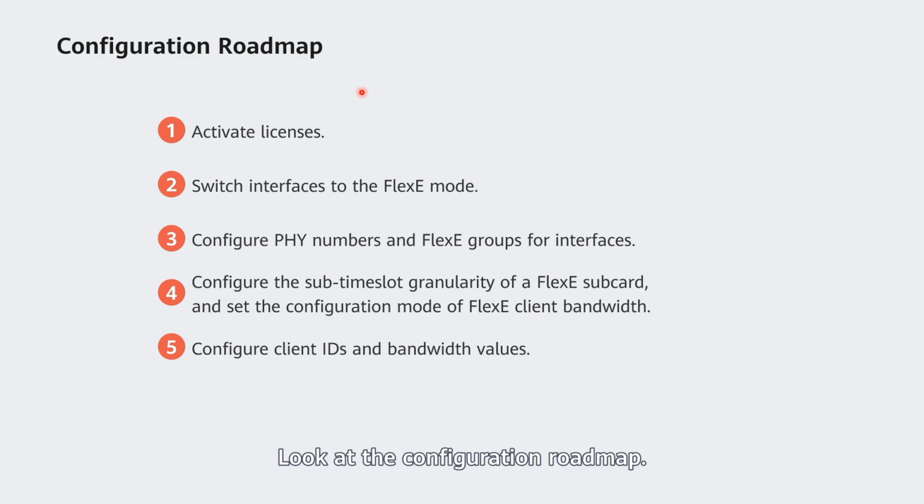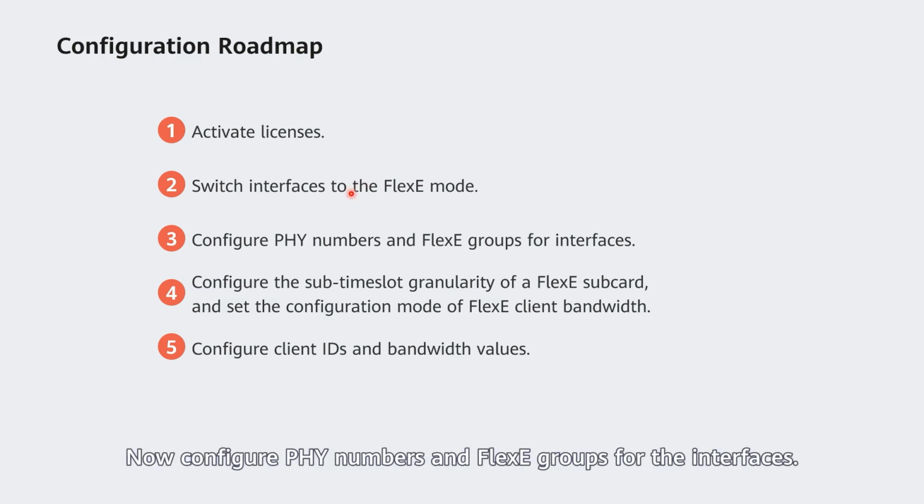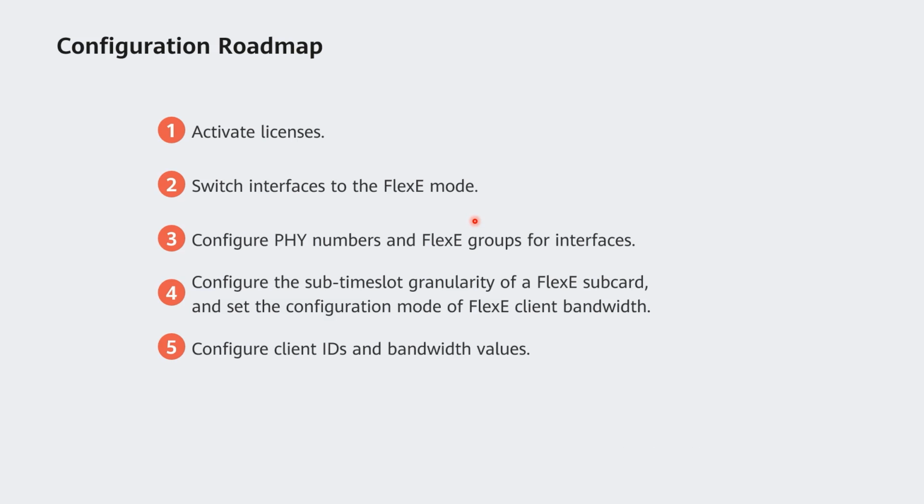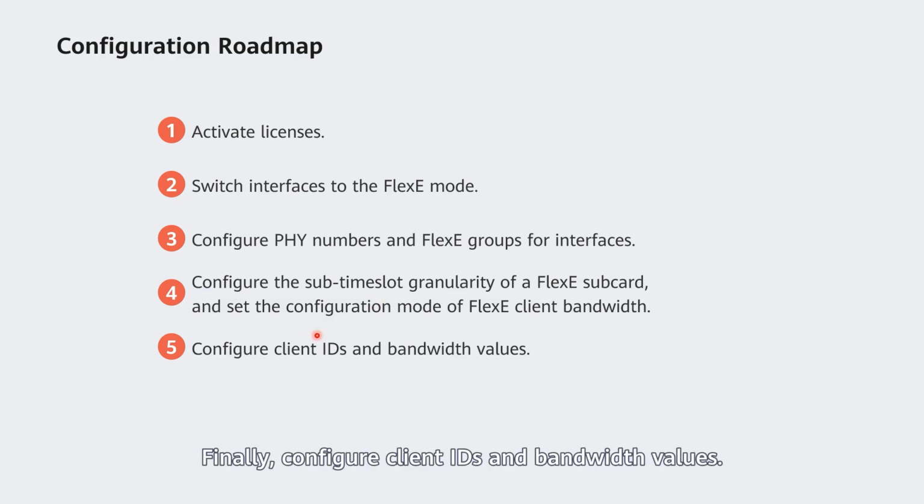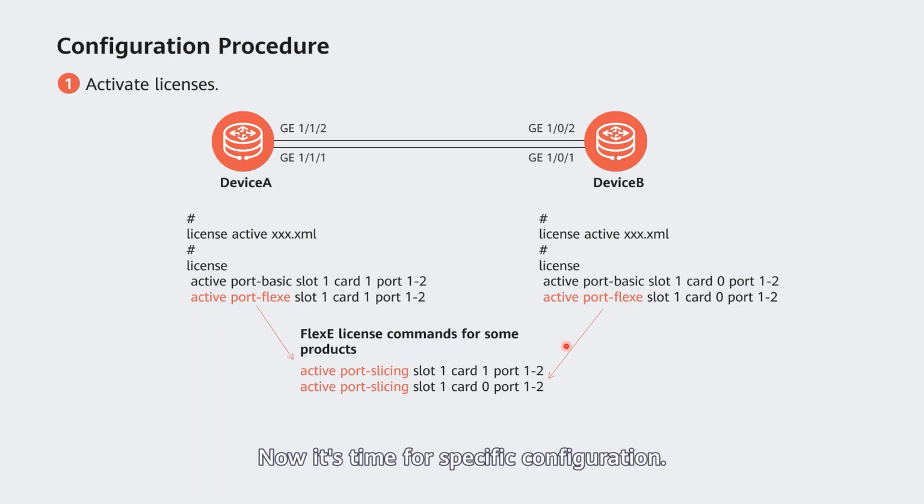Look at the configuration roadmap. First, activate licenses. Then switch the interfaces to the FlexE mode. Now configure PHY numbers and FlexE groups for the interfaces. Then configure the sub-timeslot granularity of a FlexE subcard, and set the configuration mode of FlexE client bandwidth. Finally, configure client IDs and bandwidth values. Now it's time for specific configuration.